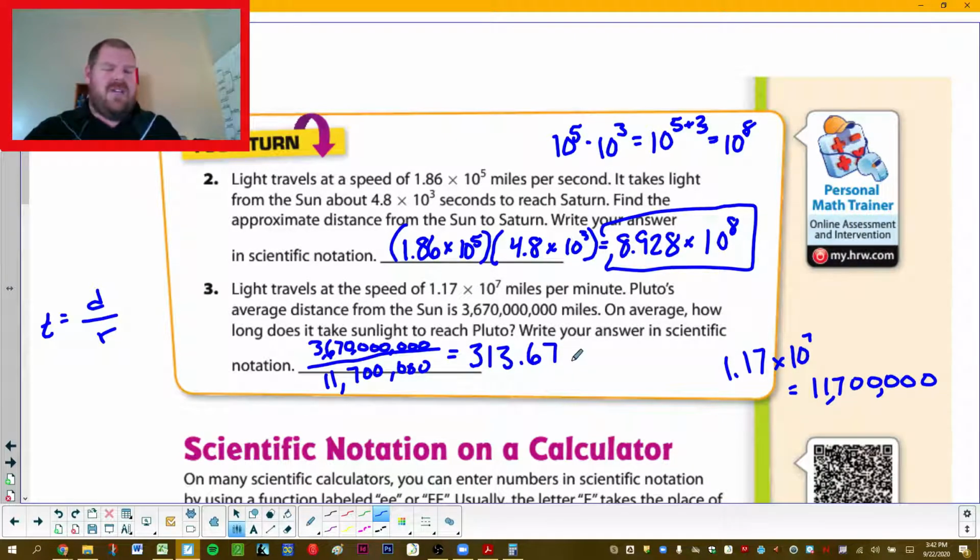That is not in scientific notation, and honestly, would we really need to turn it into scientific notation with this size of a number? Probably not, but we can do it anyways. So we're moving the decimal to the left, we get 3.1367. And that's going to be times 10 to the second power, because we moved it 2 times.